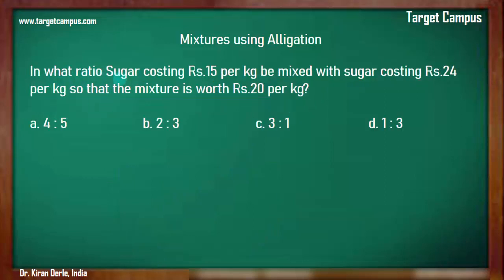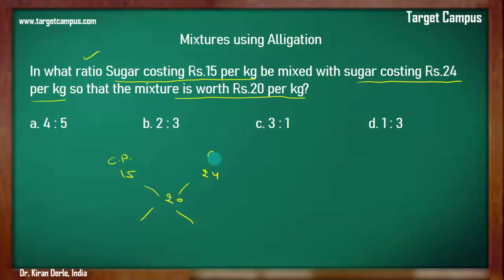Okay, in what ratio must sugar costing rupees 15 per kg be mixed with sugar costing rupees 20 per kg so that the mixture is worth rupees 20 per kg? Very simple. The ratio is asked: 15, this is 20, the resultant cost price should be this. Remember, this is cost price in rupees, this is cost price in rupees, and this is cost price in rupees. Sometimes we are given selling price here, so we have to first calculate cost price and then use the allegation, right?